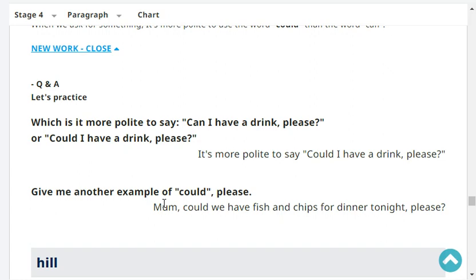Which is more polite to say? Can I have a drink, please? Or could I have a drink, please? It's more polite to say, could I have a drink, please? Give me another example of could, please. Mom, could we have fish and chips for dinner tonight, please?